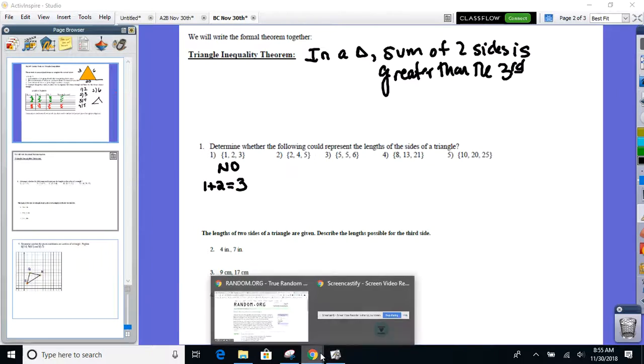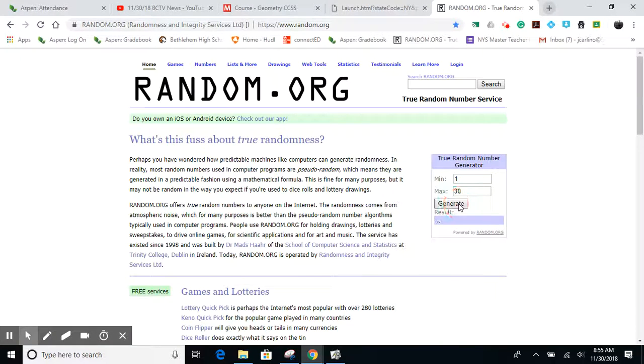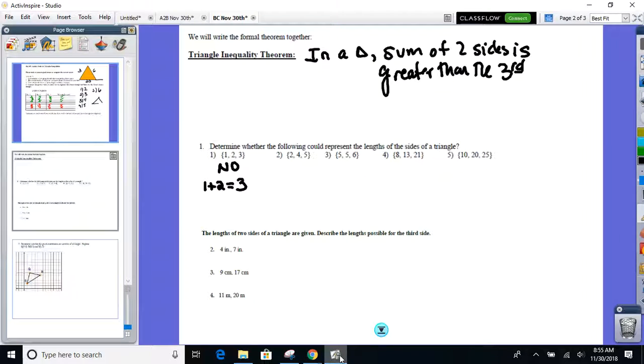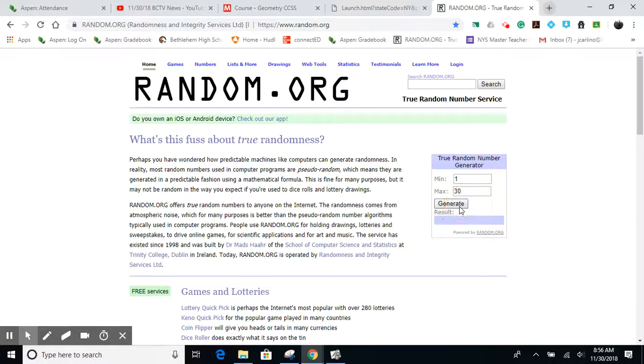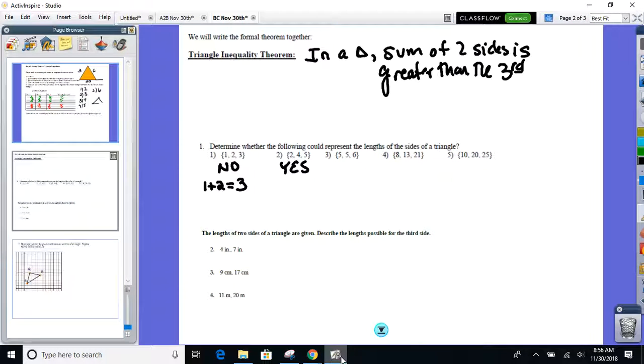How about 2, 4, 5? Oh, yes. Yep, that works. How about 5, 5, 6? Does 5, 5, 6 work? Yes. I'll even take this a step further because we're in honors. What type of triangle is this? Isosceles, yep. That's a good isosceles triangle right there.